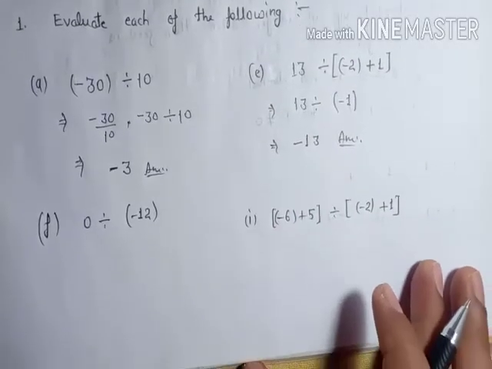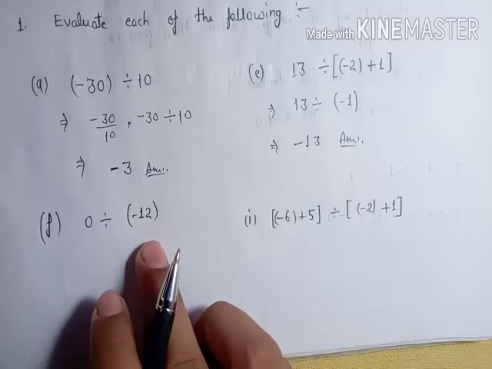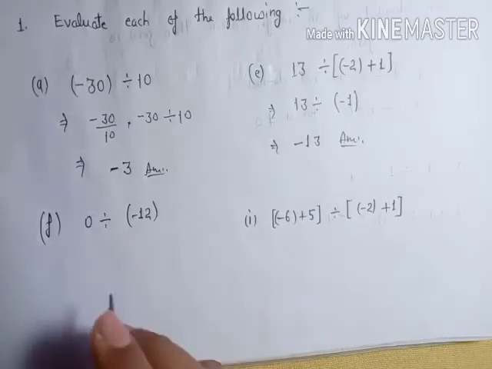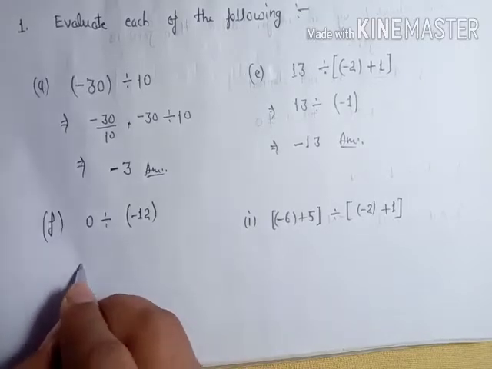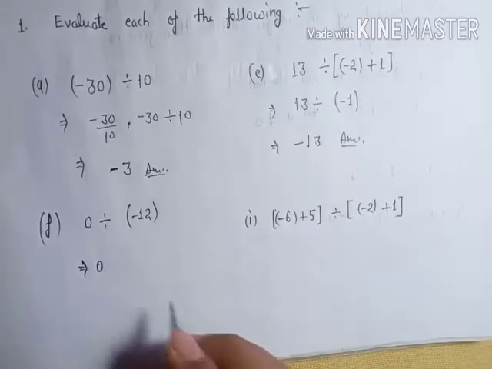Here you can see 0 is divided by minus 12, and you know what? When 0 is divided by any integer other than 0, the answer is 0.